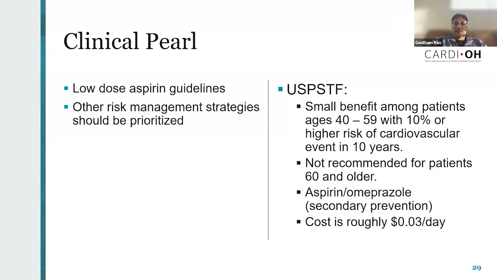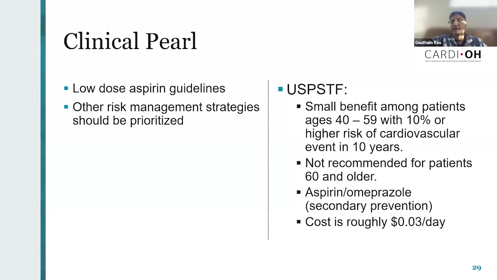So this deals with low dose aspirin for primary prevention of cardiovascular disease. I'm on the USPSTF, and I was not engaged in formulating this recommendation, which precedes me, but it's a C-level recommendation, which means that it's kind of a shared decision-making selective recommendation. There is a small benefit to low-dose aspirin, 75 milligrams or 100 milligrams daily, among patients ages 40 to 59 who have a 10% or higher risk of cardiovascular event in 10 years.